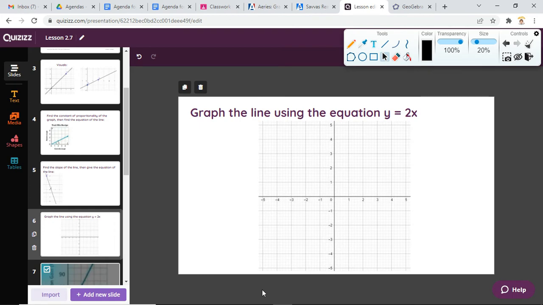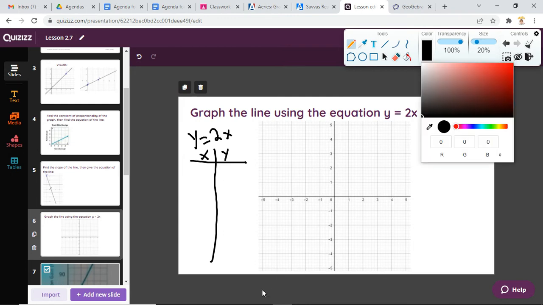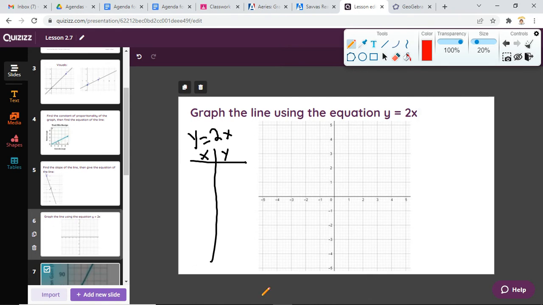Alrighty, let's graph the line using the equation y is equal to 2x. All right, so the best way to do this here is to make yourself a little bit of a table. And we're going to plug in x values, and our equation is going to crank out y values. What I mean by plugging in x values is we're going to replace the variable x with a number, and we're going to see what y is equal to when x is equal to that number.